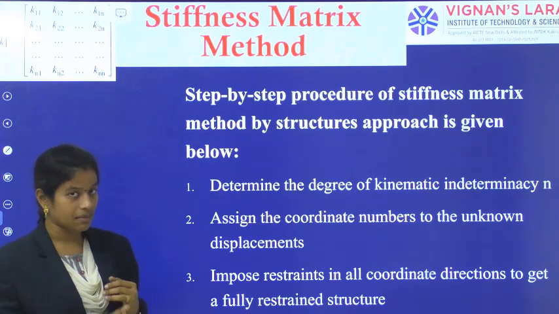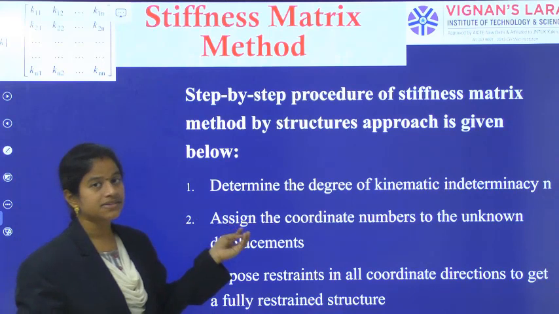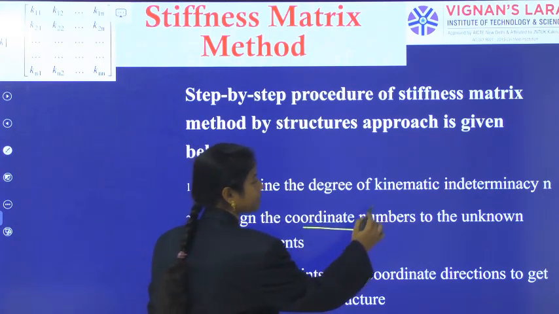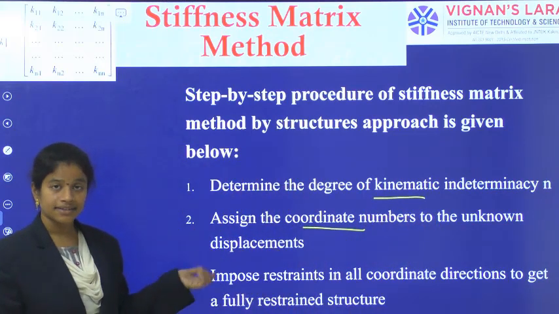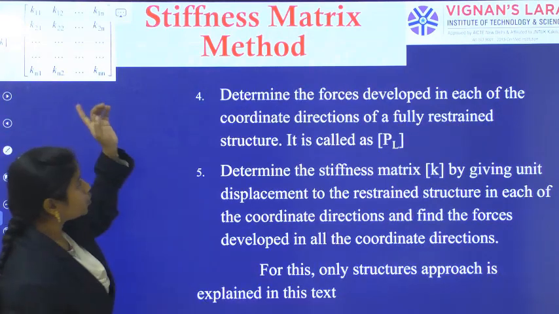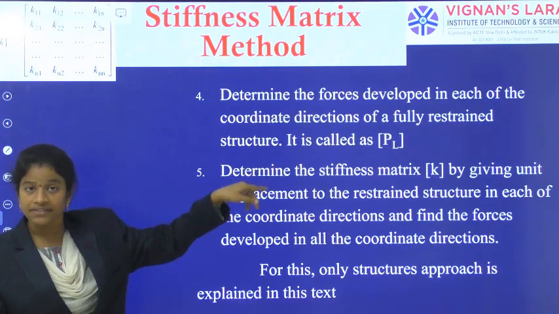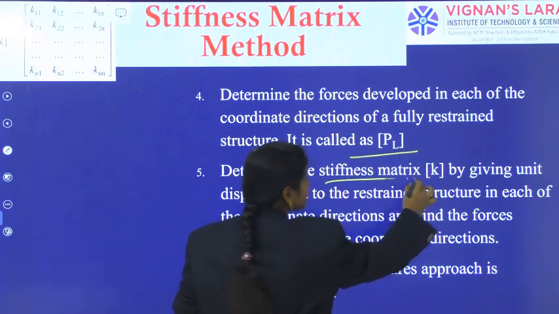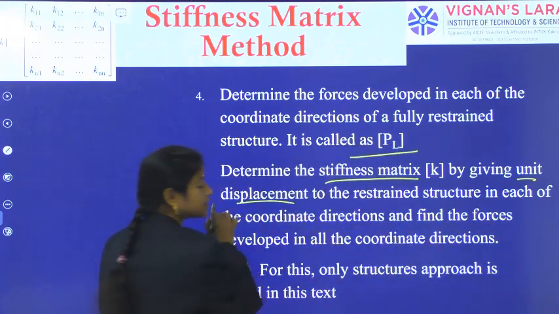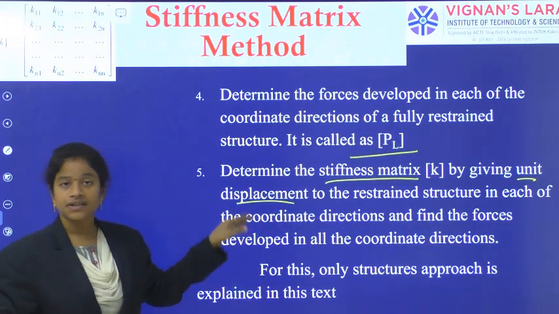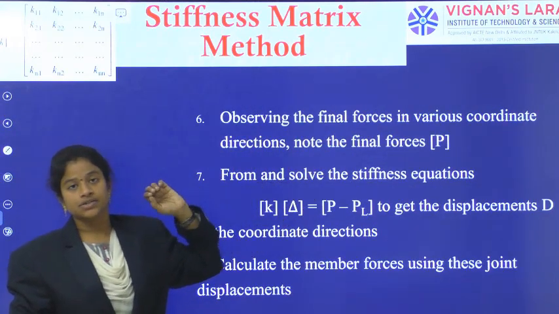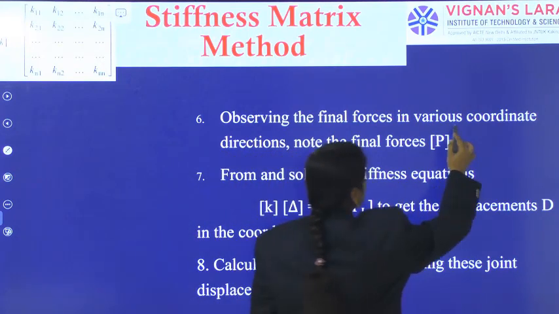Firstly, we have to calculate the kinematic indeterminacy or the degree of freedom of the structure, and then we give the coordinate numbers for the unknowns. Then we fully restrain the structure in all the directions, and calculate the forces developed at the coordinates due to the restrained structure. Then we develop the stiffness matrix by applying a unit displacement in the coordinate directions, and finally we generate the equation and the corresponding forces.